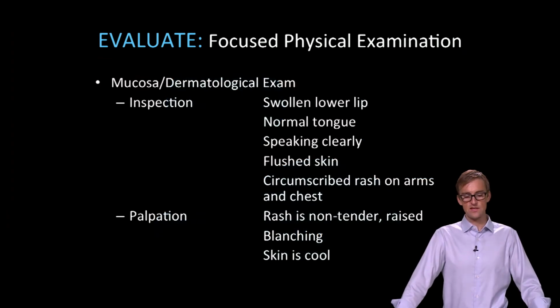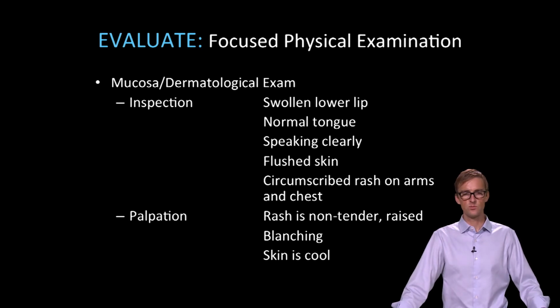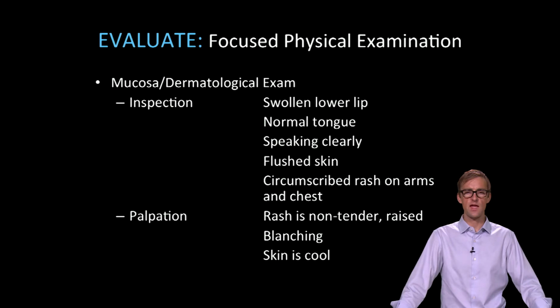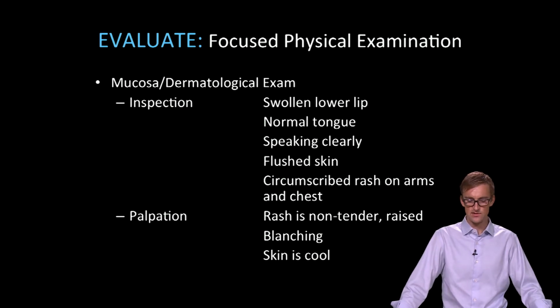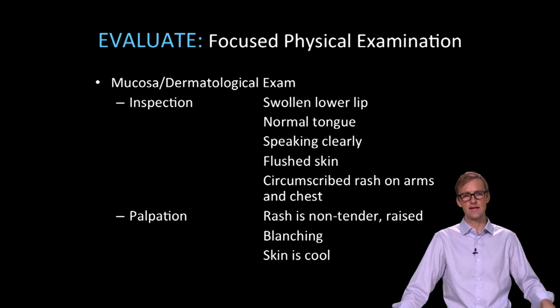So when we assess our patient, looking at the mucosa and the dermatologic exam, when we inspect, we note that he does have the swollen lower lip that we noted during the ABC exam. His tongue appears normal. Currently, he's speaking clearly, but we note his skin is somewhat flushed, and he has a circumscribed rash on his arms and chest. Circumscribed meaning it has a very clear defining border.